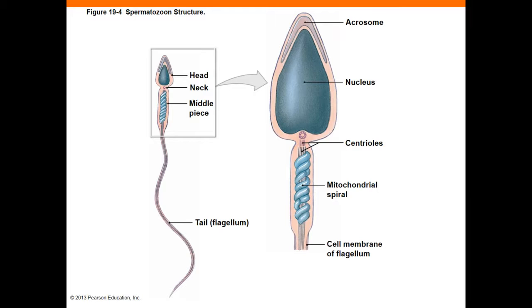These mitochondria provide the ATP for the flagellum, and the cells are able to get some nutrients from semen. It provides the necessary sugar for these mitochondria to be able to produce ATP.